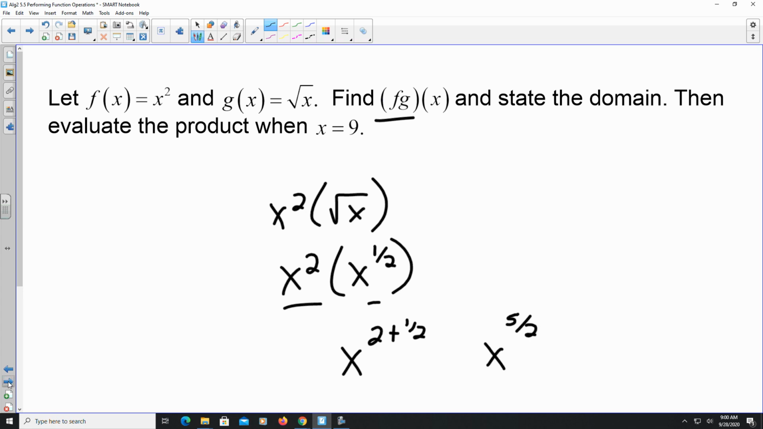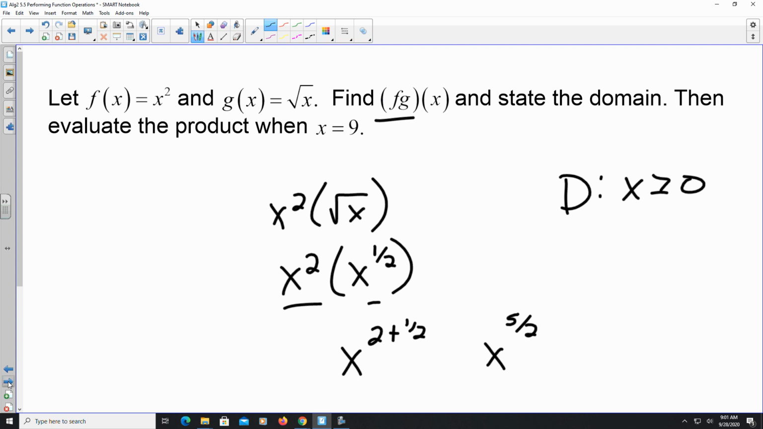And they want you to evaluate when x is 9, but let's do the domain first. So is there anything that could make this undefined? Well, I'm going to say no. Actually, I'm sorry. It must be greater than or equal to 0 because I got the square root of x in there, so it can't be negative. So everything would have to be positive for x.